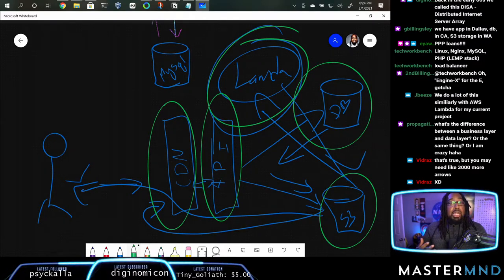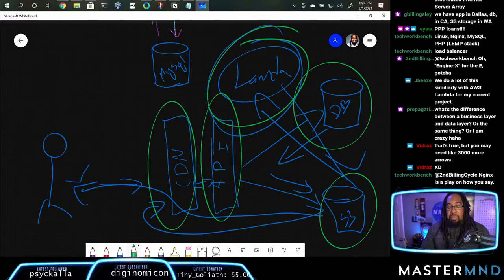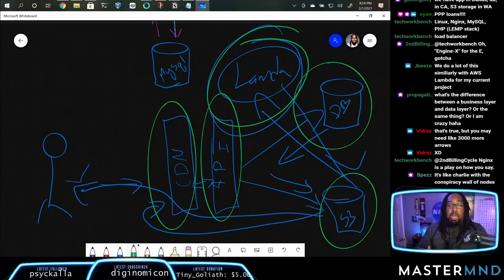Terrible picture. We are going to dive deeper into stuff like this. This is the stuff that I really love. To be honest, I love this stuff so much. And we'll dive more and more into that, but we're going to set up really quick. We'll just set up a distributed MySQL really fast because we can do it in the amount of time that we have left. We do have a lot of similarity with AWS Lambda for my current project.